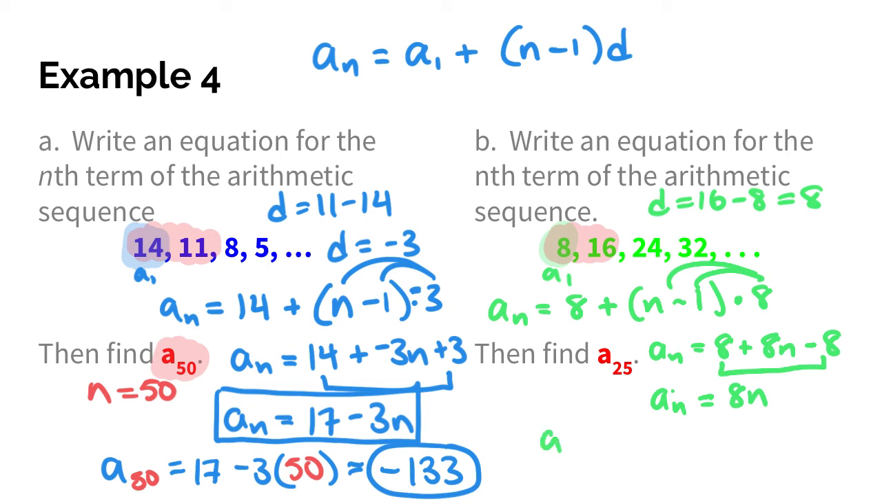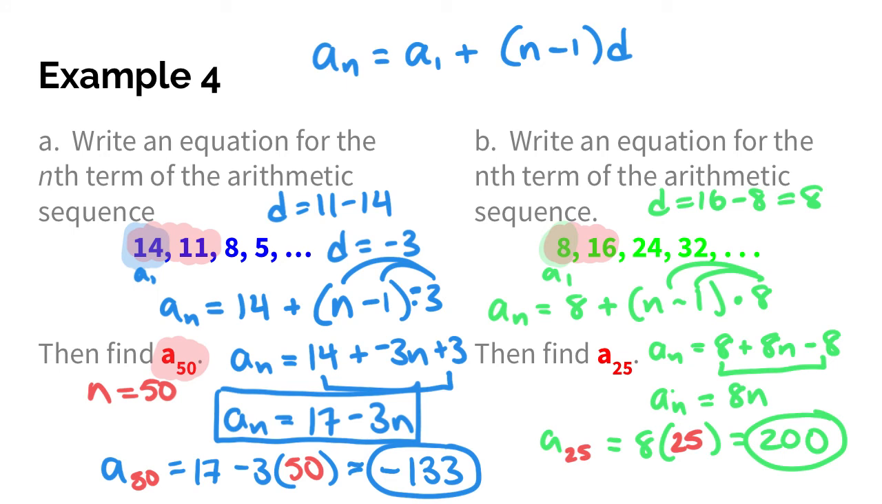So if I want to find the 25th term, a sub 25, I'm going to write then 8 times 25, and that should tell me what that 25th term is going to equal. In this case, you're going to get 200. Easy peasy lemon squeezy.